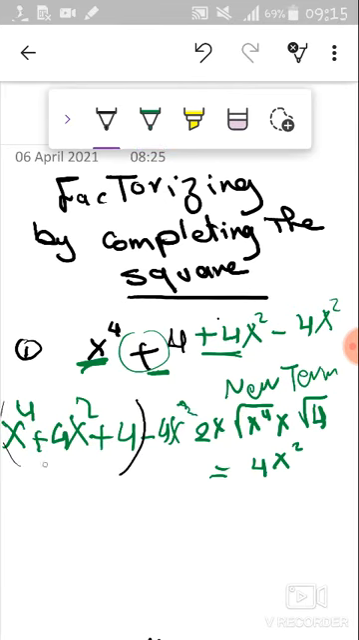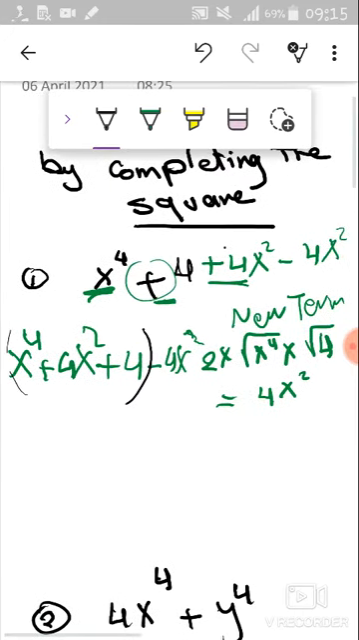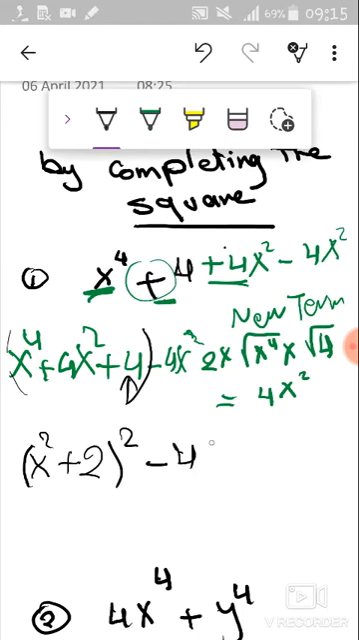By looking at this trinomial x power 4 plus 4x square plus 4, it is a perfect square. So it will be bracket all to the power 2. The square root of the first is x power 2. The square root of the third here is 2, and putting the sign of the middle. And the last term is 4x square.